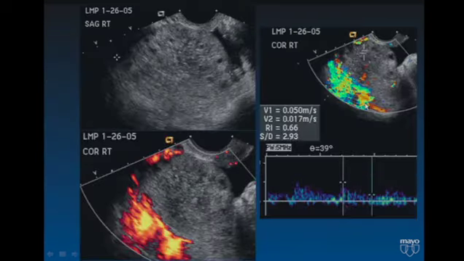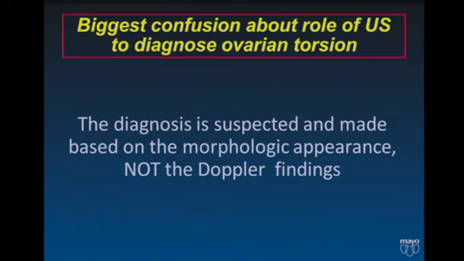Now, the fact that we're seeing flow within this torsed ovary clearly does not mean that the ovary is not torsed. Again, in this case, this is a patient who has a torsed ovary with a very ground glass or smudgy looking parenchyma with some follicles pushed to the edge. The fact that we're able to get color flow signal and Doppler signal within the ovary does not mean that we should not worry about torsion. And so that's, I think, the biggest confusion about the role of ultrasound in diagnosing ovarian torsion.